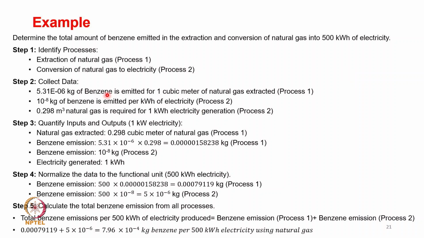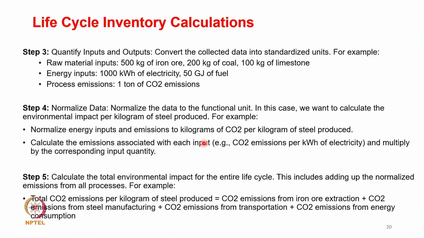Now collect the data. What is the kilogram of benzene emitted per 1 cubic meter of the natural gas extracted? What is the kilogram of benzene emitted per kilowatt hour of electricity produced? And what is the x kilogram of natural gas used per 1 kilowatt hour of electricity generation? Now quantify inputs and outputs: for 1 kilowatt hour of electricity, the natural gas extracted and the corresponding benzene emissions.